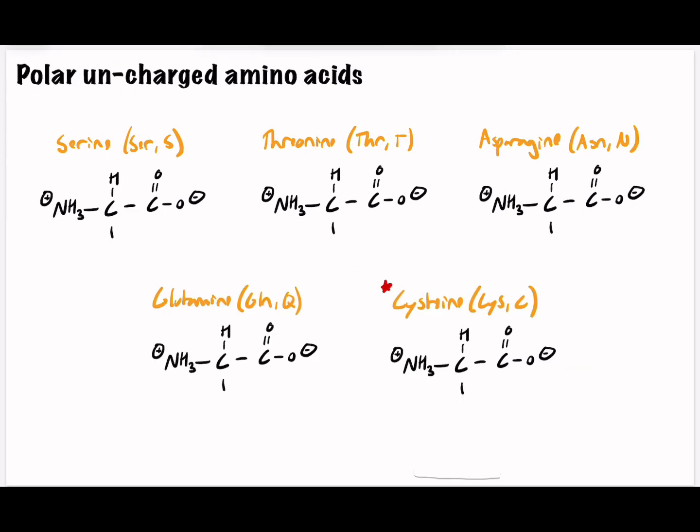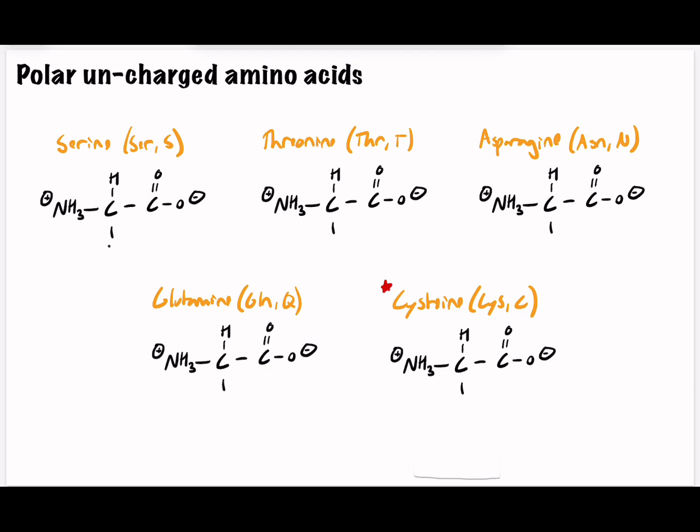All right, so now we're moving on to our polar uncharged amino acids. What's unique about these 5 is that they're going to be able to make hydrogen bonds. They are polar, so they're going to be in hydrophilic environments. They are going to want to be able to access solution. And so now let's just move on to the structure.